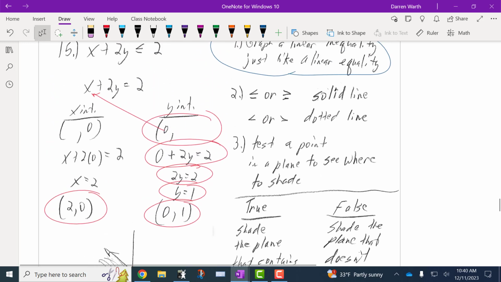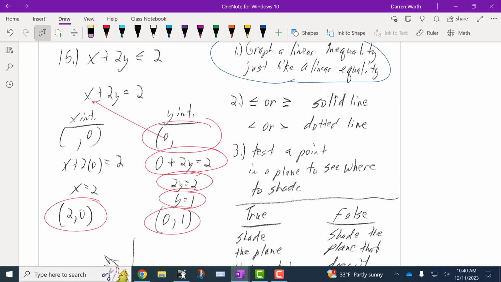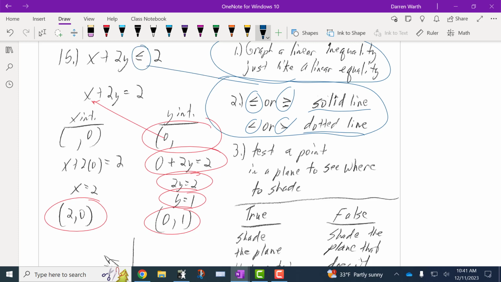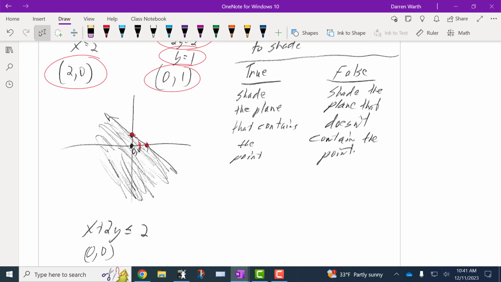I need to follow these next rules. They state that if I have less than or equal to, or greater than or equal to, I draw a solid line. If I have less than or greater than, I draw a dotted line. I notice in my equation I've got less than or equal to, which means I'm going to draw a solid line. As you look at my graph, that's what I've done. Here's my solid line going right through here.